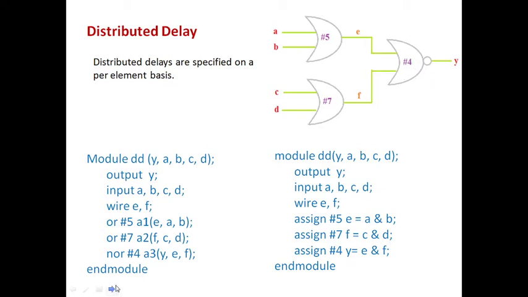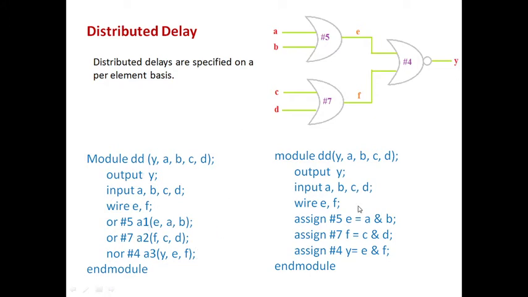Sorry, it is a NOR gate. So A1 consumes 5 seconds to give its output to wire E. A2 consumes 7 seconds to give its output to wire F, and A3, that means the NOR gate, consumes 4 seconds to produce the output Y. So this is the way of structural development.